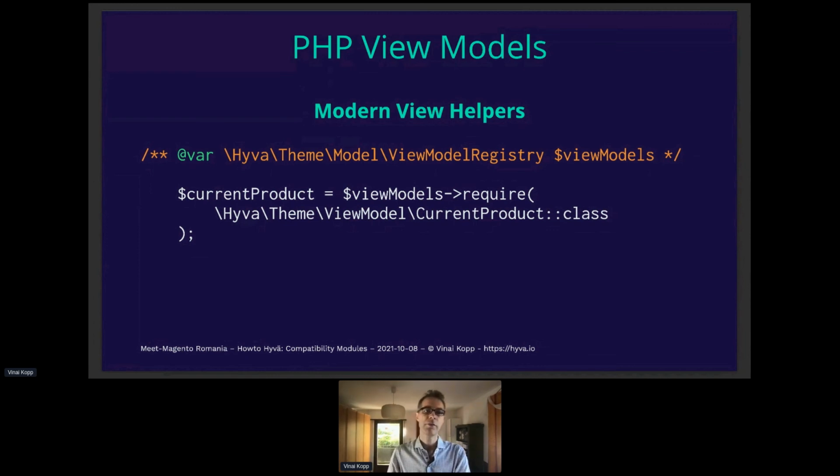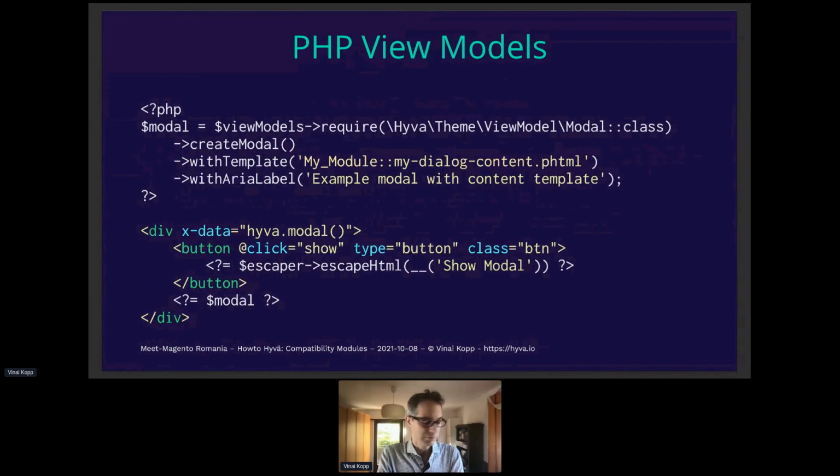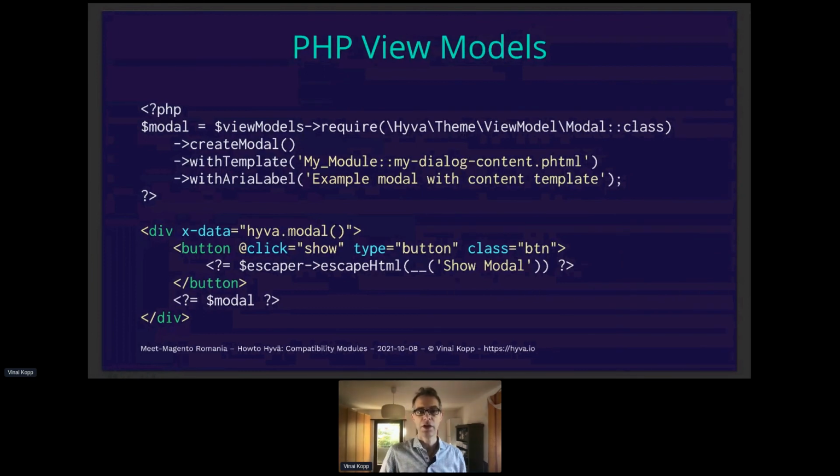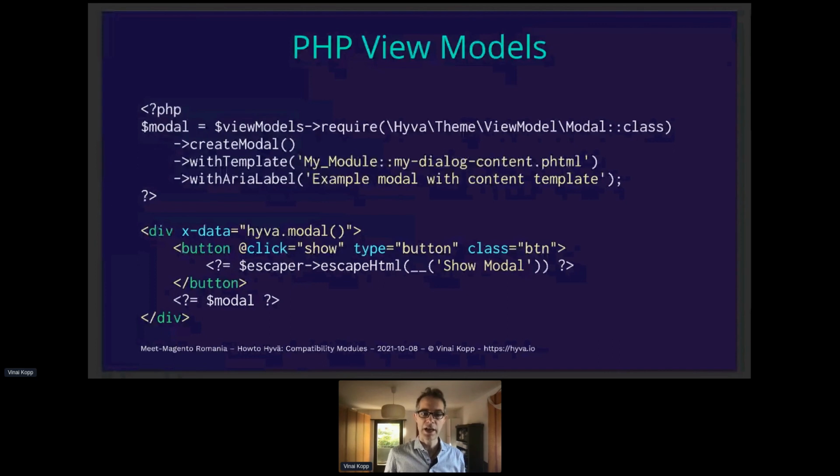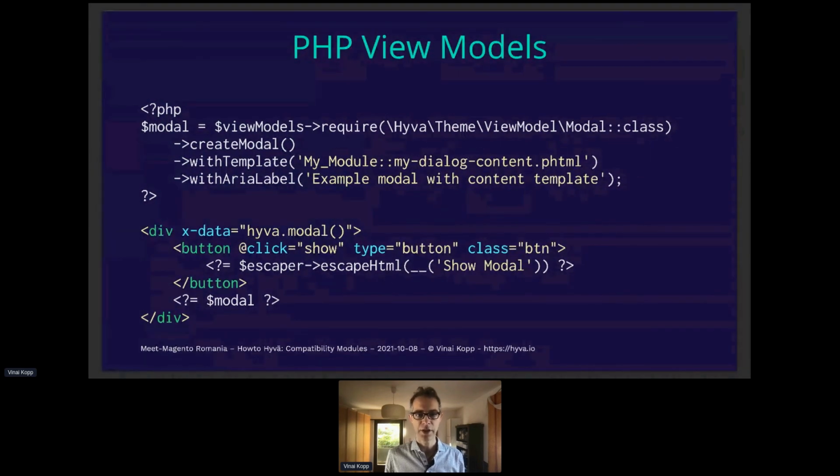But some of the view models are also a bit richer. For example, there's a modal view model where we can simply create a modal, configure it with some contents, inline contents, or a template that should be rendered as the content of the modal dialog, add some additional values, and then we can just render it. And now we have a modal. So these view models are very handy, and there are quite a few as part of every Hyvä installation.